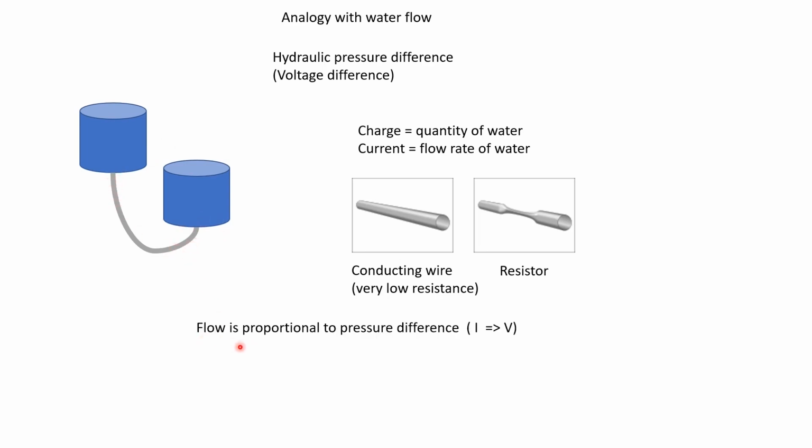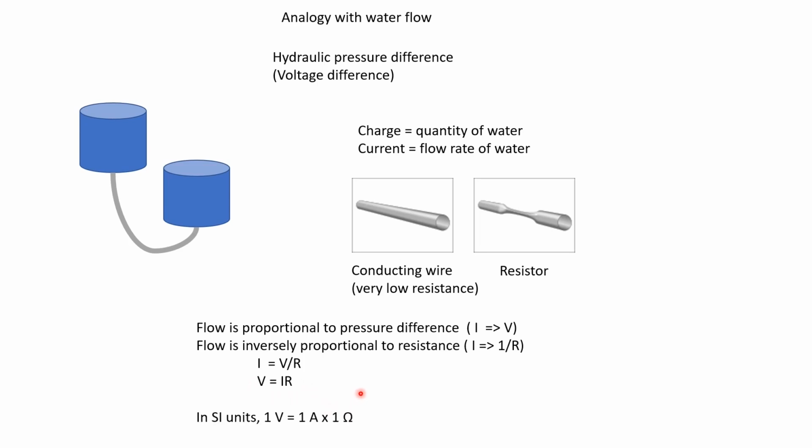So flow is proportional to the pressure difference, or current is proportional to voltage. And the other parameter that will affect the rate of flow is the resistance. So if there is more narrowing or if there is more resistance, then the current will be smaller. So current is inversely proportional to resistance. And with appropriate units, we can say I is V over R, or V is equal to IR. In the SI units, 1 volt is equal to 1 ampere times 1 ohm.